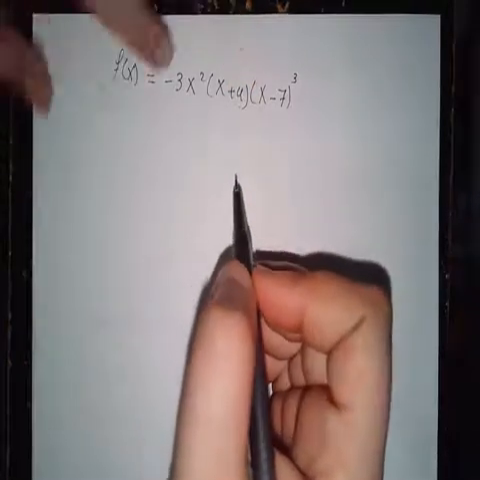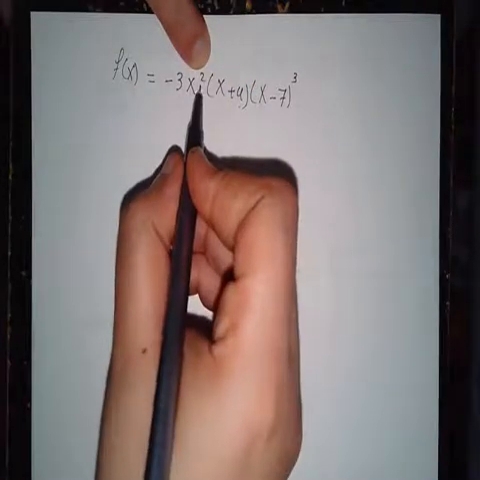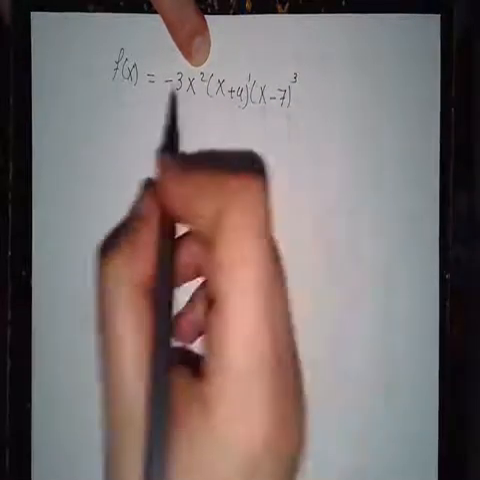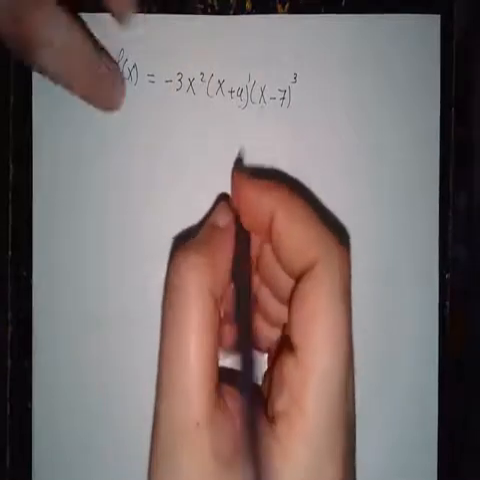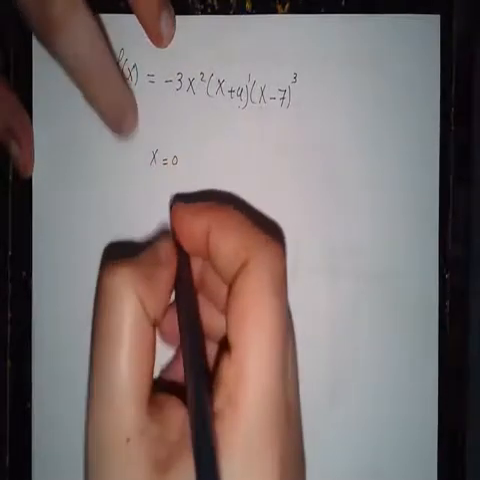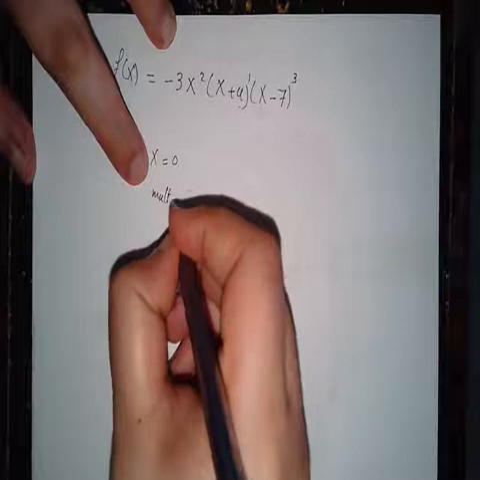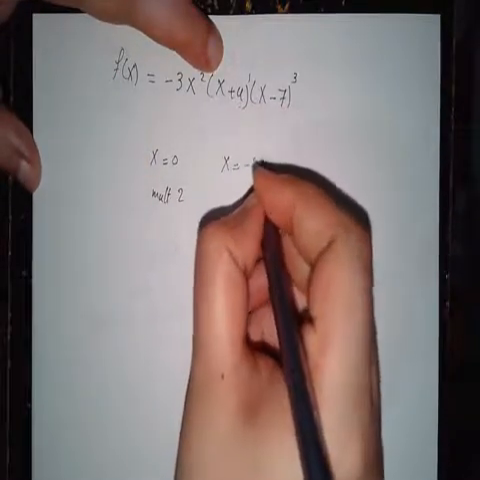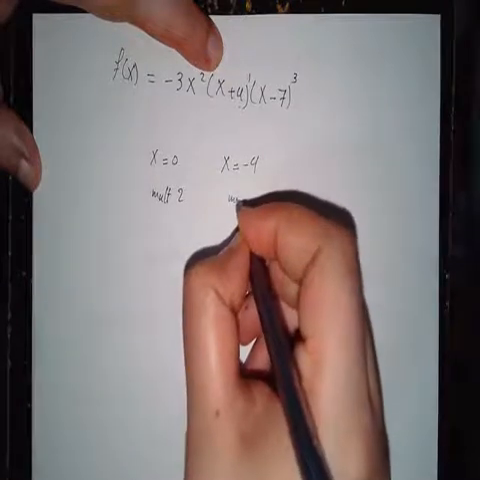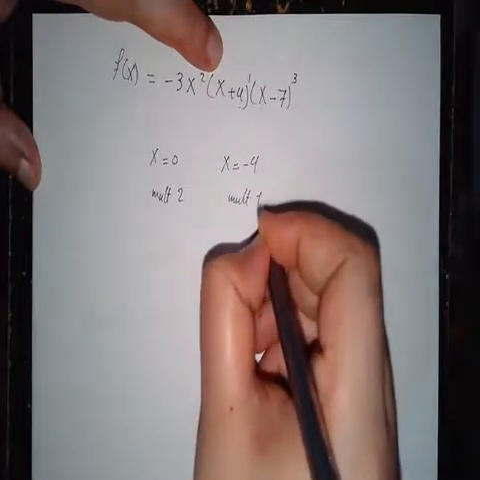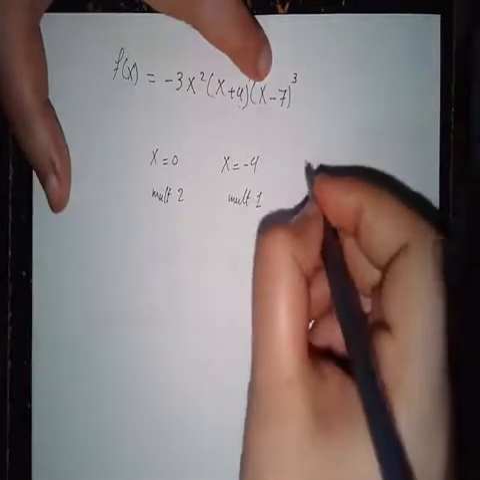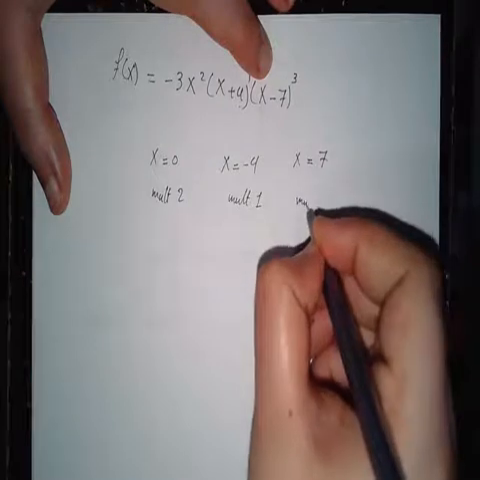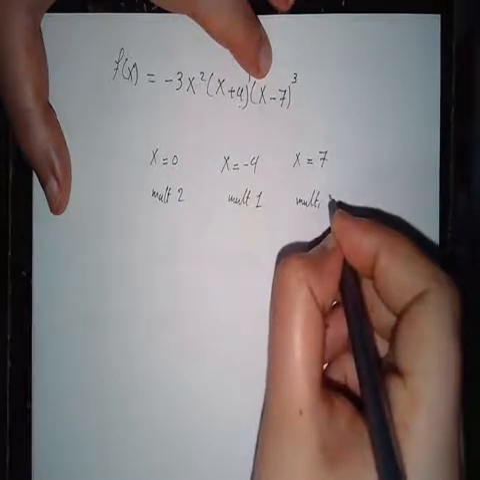Make sense? Now, the multiplicities are the numbers you see right here, the powers. So we have a 2, a 1, and a 3. That means the total power of the function is 6. At x equals 0, you have a multiplicity of 2. At x equals -4, you have a multiplicity of 1, and at x equals +7, you have a multiplicity of 3.